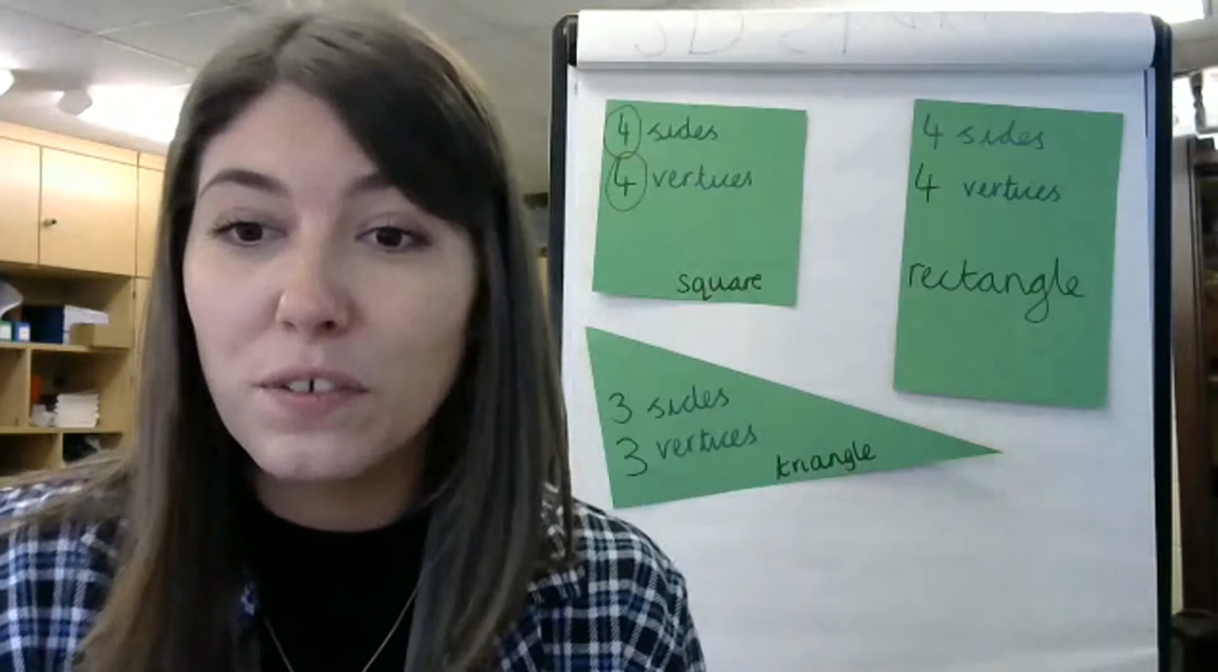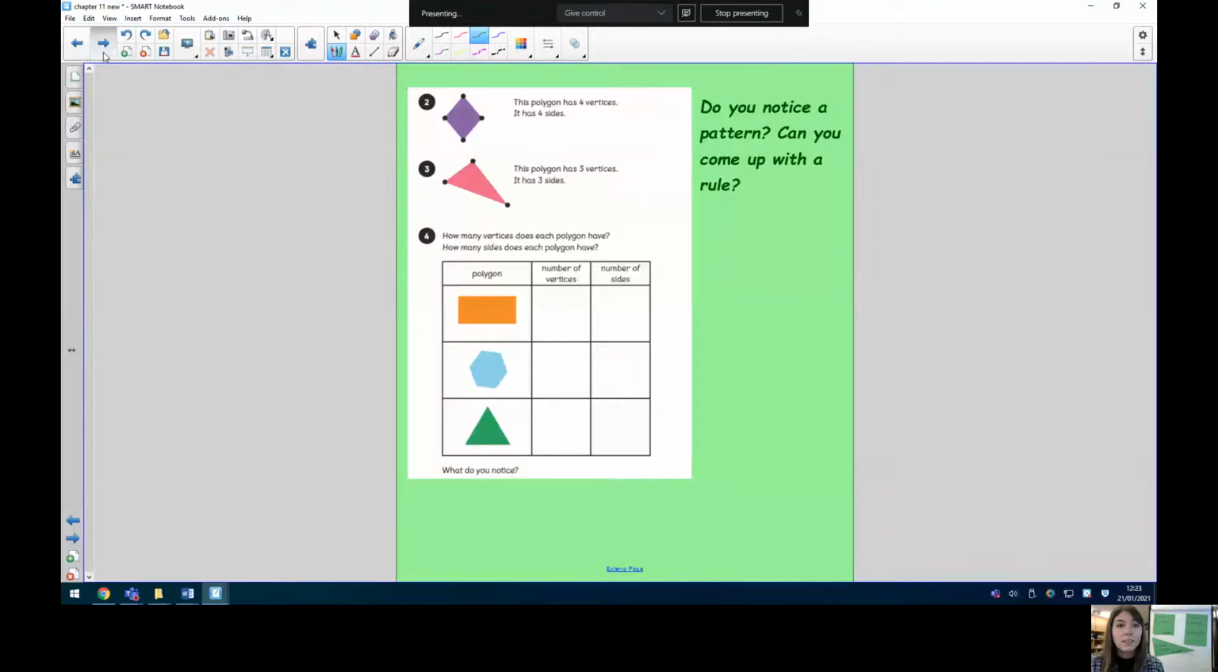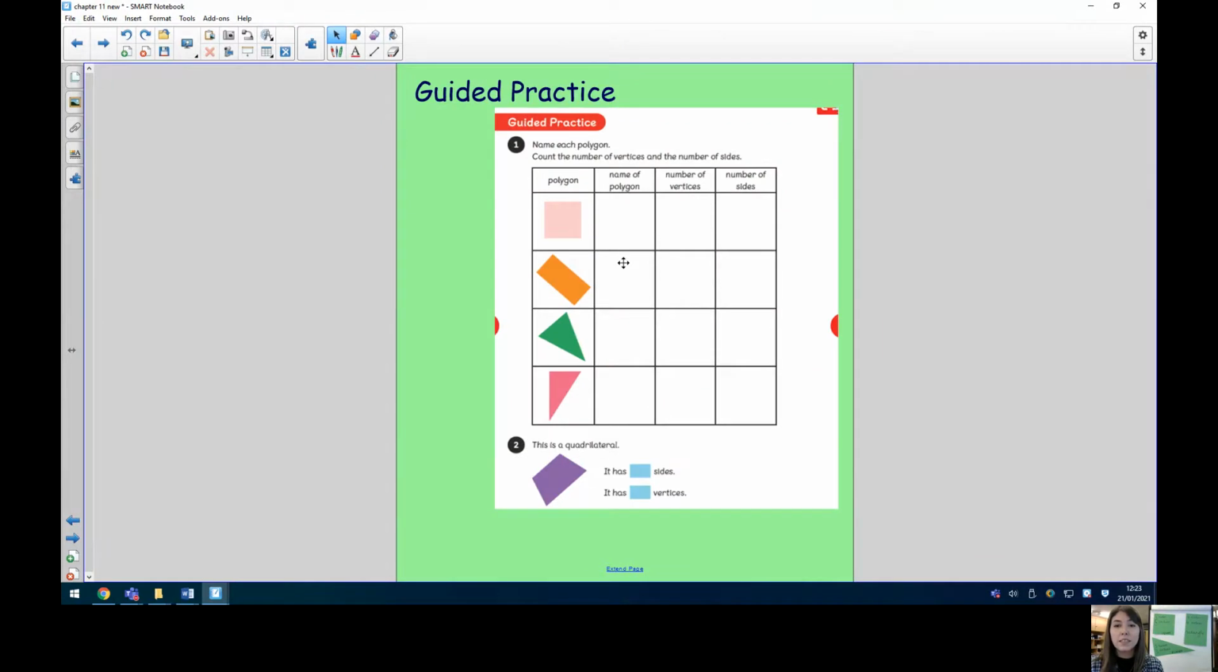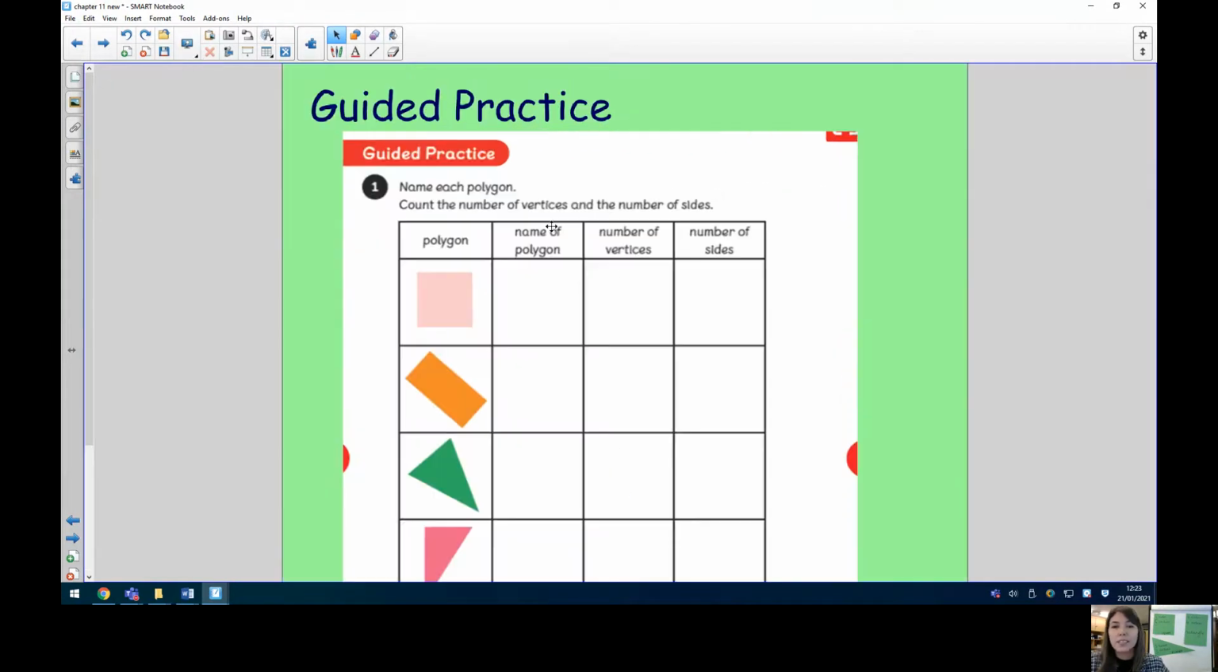I'm now going to show you what your workbook pages are going to look like for today. I'm going to start by doing our guided practice because this matches your worksheet. So in the box, we have a polygon. Remember not to panic about that word. It just means a shape with only straight sides. What is this polygon called here, everybody? Now, this we know is a square. So in that first box, I'm writing the name of the polygon.